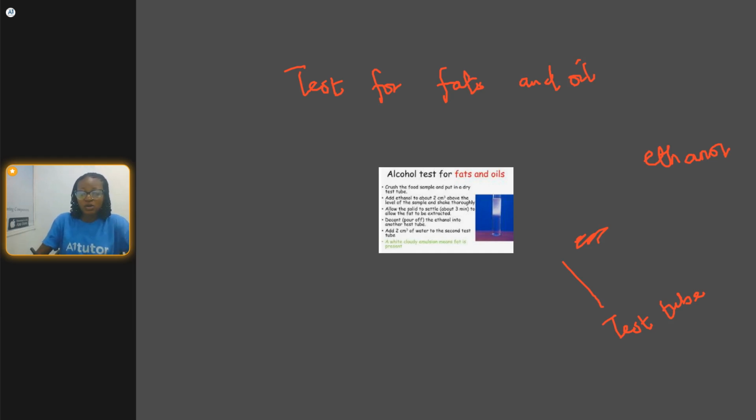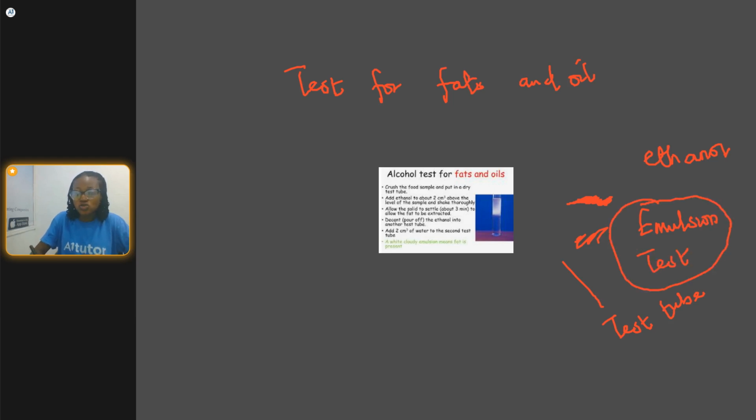Don't forget, you are adding the ethanol and the sample together in a test tube. Then you shake it well. After shaking it well, you will see something like this: a white emulsion forms. This is what we call the emulsion test.